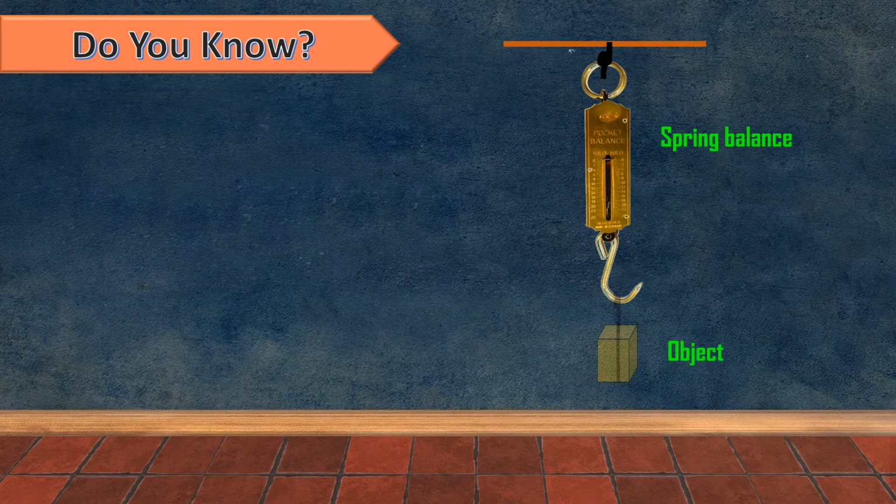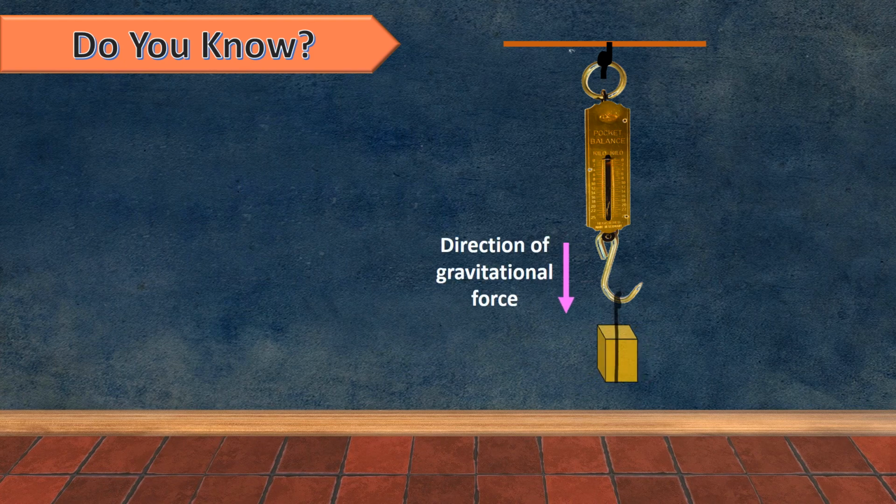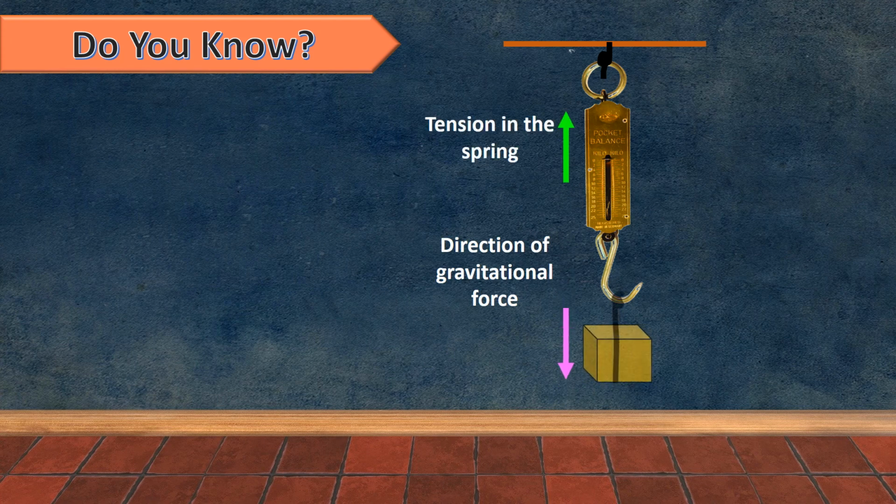Students, do you know how an object balances after hanging it on the hook of a spring balance? When an object is suspended from the hook of a spring balance for weighing, it is pulled downwards by the force of gravity. At the same time, the force of the tension in the spring constantly pulls the object upwards.